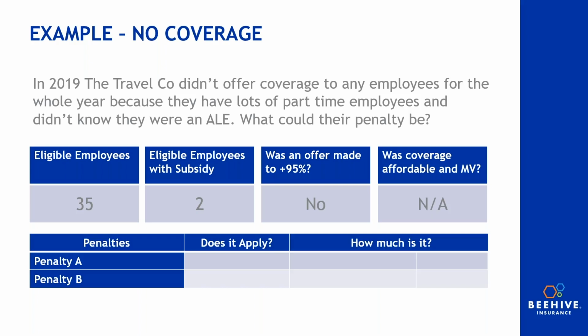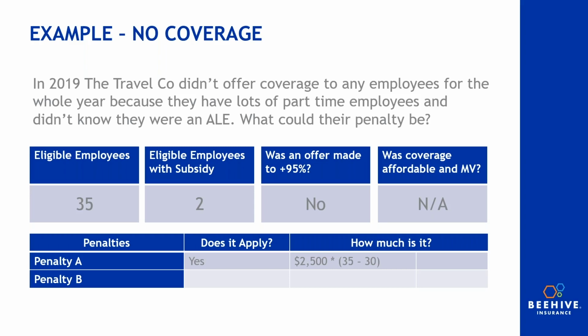We have penalty A and penalty B. Penalty A is for not offering coverage. So penalty A does apply. And the penalty amount, because this is 2019, we're going to use the 2019 penalty amount, which just happens to be a nice round number. I wonder if that's why we chose it for our examples. So our penalty amount is going to be $2,500.